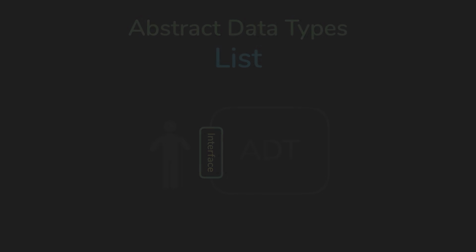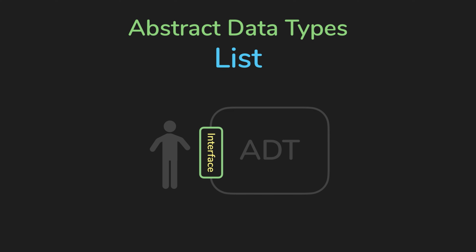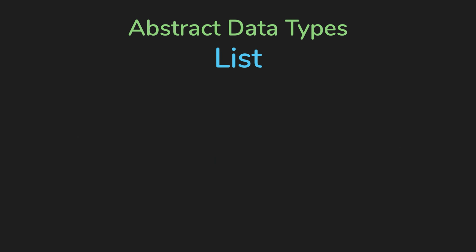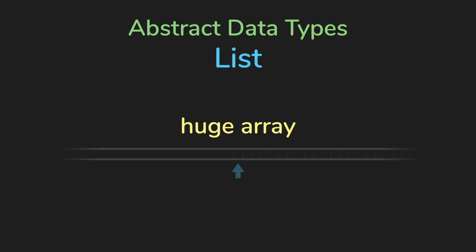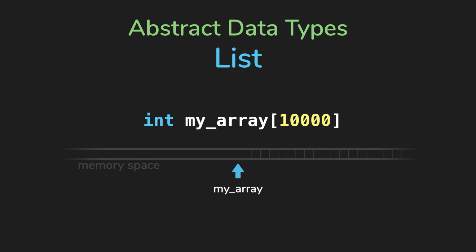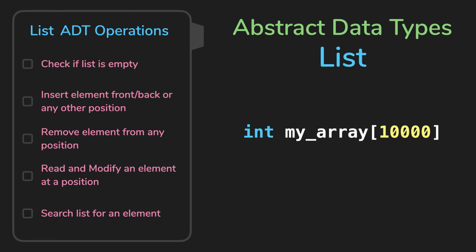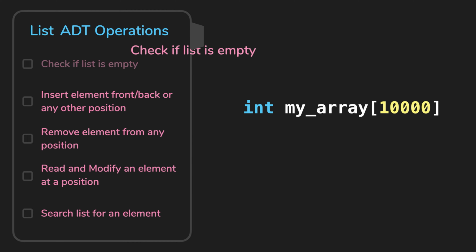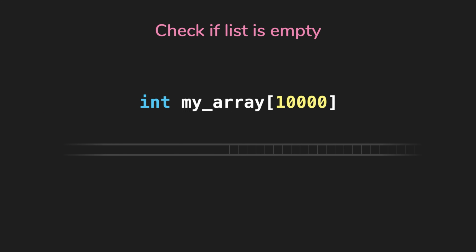Okay, now let's go back to the list ADT. Let's brainstorm some ideas on how we can implement this. Okay, let's just implement it using a huge array, so we have enough space for any future element inserted. Let's use 10,000 for now. All right, so we have int myArray. All right, let's look at the requirements again. With what we have so far, we can't actually check if the list is empty or not.